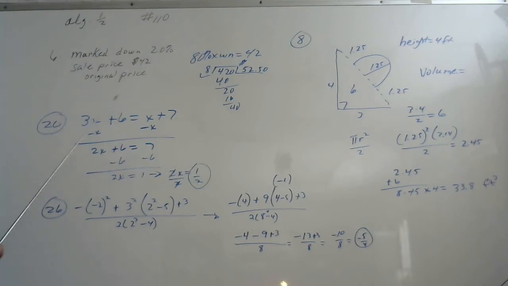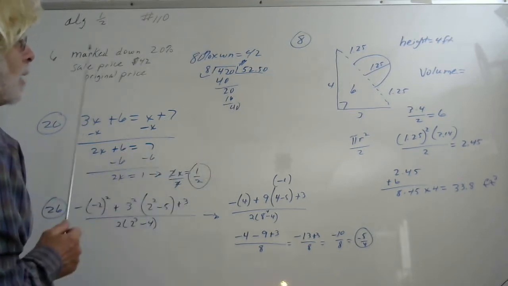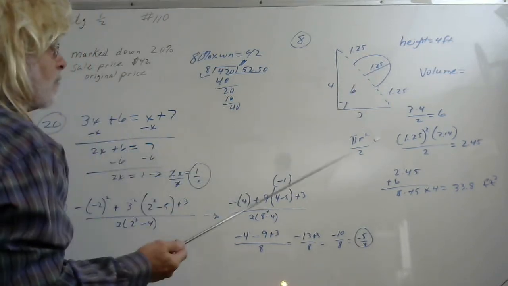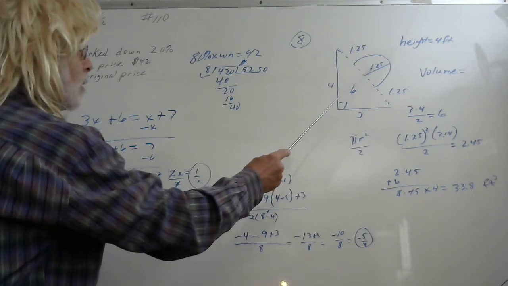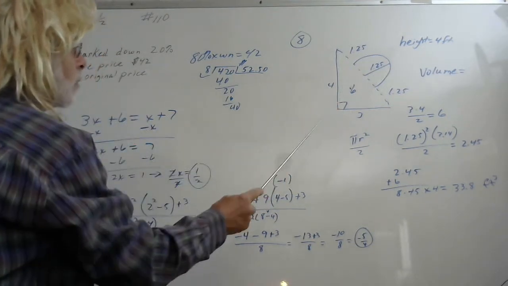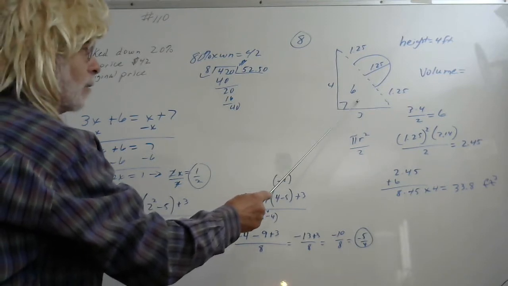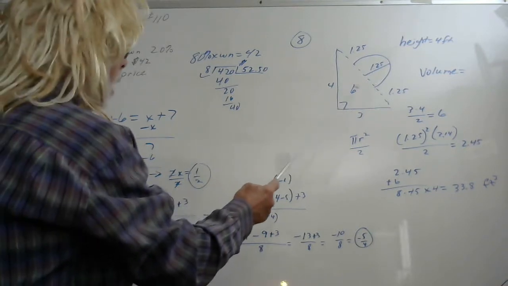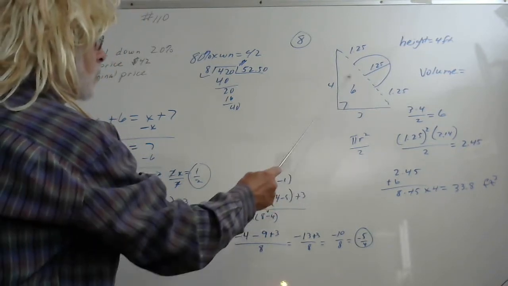Okay, the next one I noticed that a lot of people missed was number 8. Kind of a weird shape here. They want to know the volume. The height is 4 feet. So to find the volume, remember we have to find the area of its base times its height. Well, the area of the triangular part, it's 4 times 3 divided by 2, which is 6. So this area is 6.